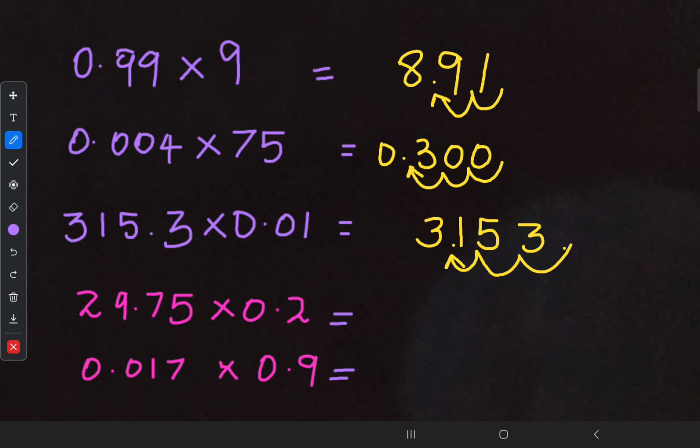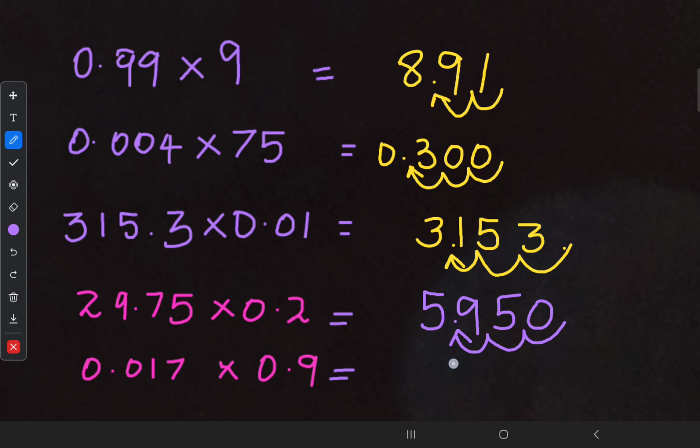Okay. Then for your next one, 2975 multiplied by 2, that will give you 5950. Here there are 2 digits. Here there is a digit. So totally 3 digits. So 1, 2, 3 digits before here. 5.950.